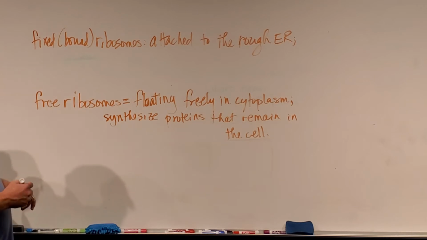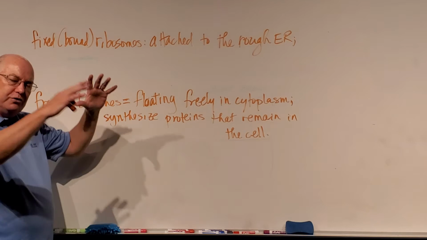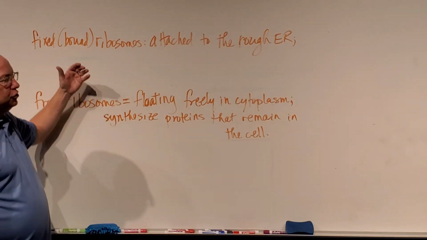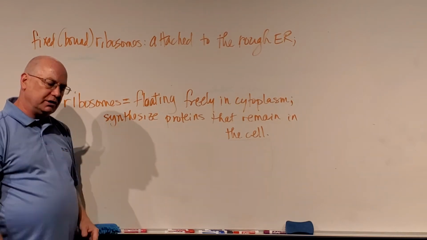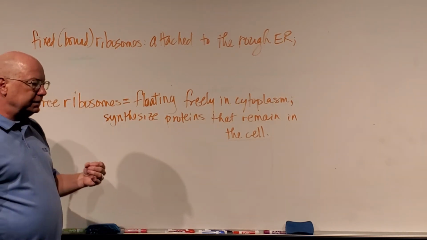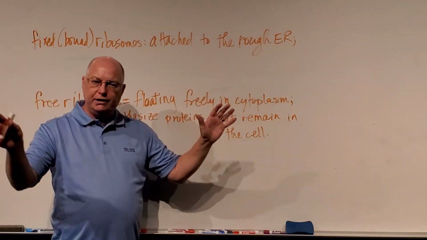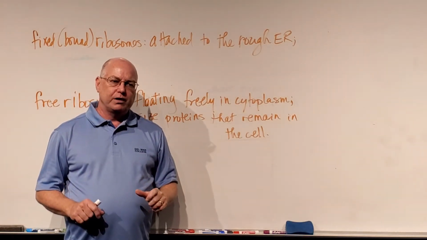So one of the main differences between free and fixed ribosomes is that free ribosomes are floating around inside the cell. Bound ribosomes or fixed ribosomes are not floating freely. They're attached to another organelle and kind of stuck to it. Now, one of the things that a lot of textbooks can indicate is that free ribosomes are always free and bound ribosomes are always bound. And that is not true.